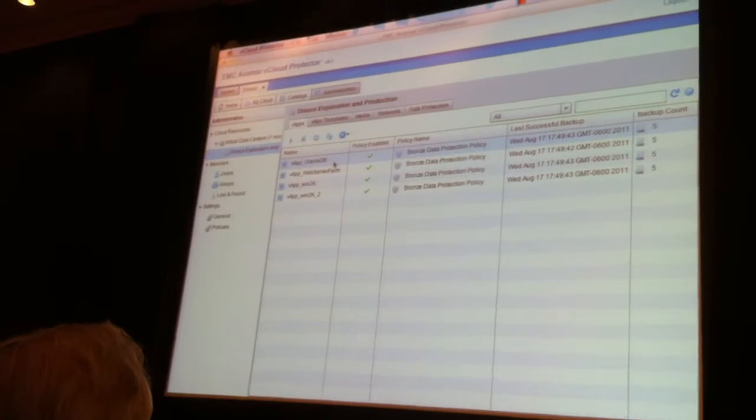So the example that we thought would be kind of interesting is to take a look at this one customer. If you click on that one customer, these are their individual vApps. Again, this is linking it to VCD, so it looks the same and it's integrated, which is what people want, makes it simpler. So if we take a look at them, you can see whether the policy is on or off. What's the policy name? When was the last successful backup? How many backups do we have? And so on and so forth.